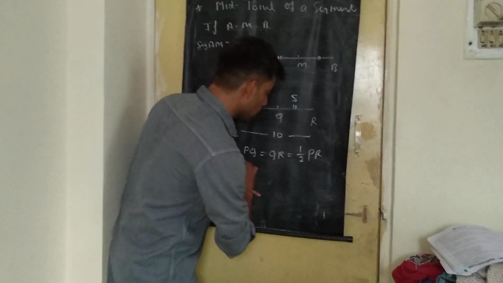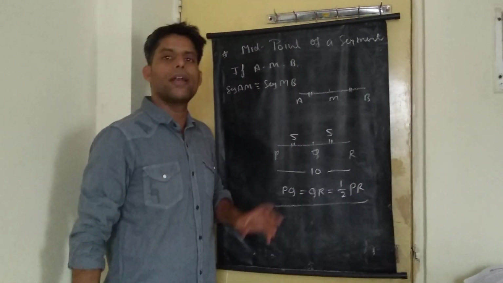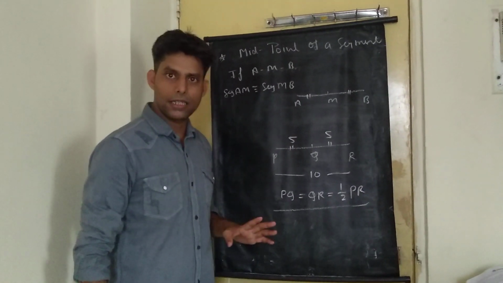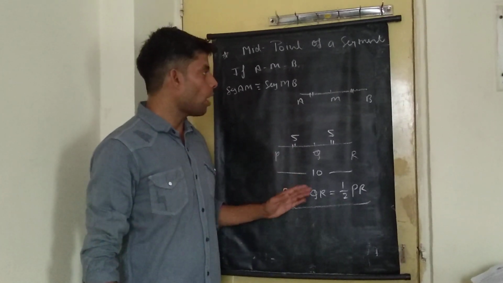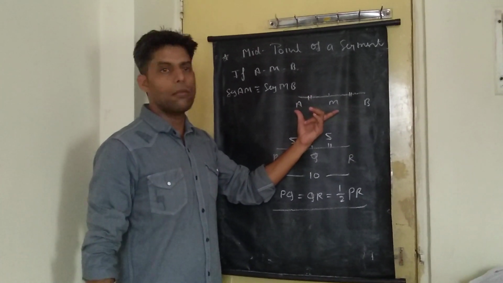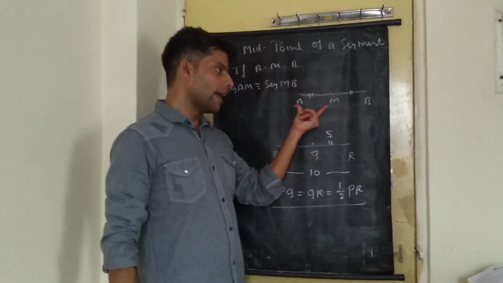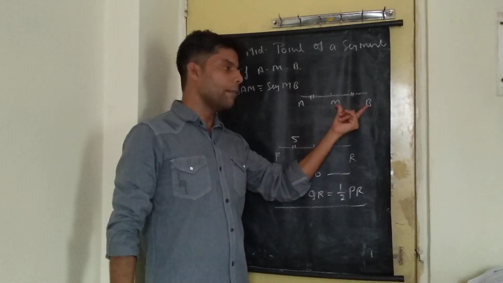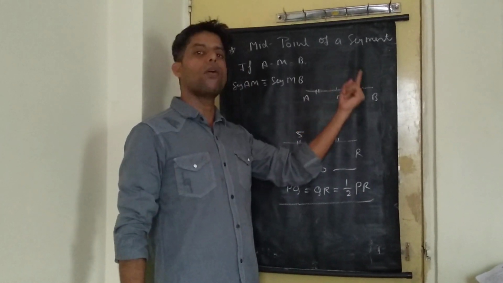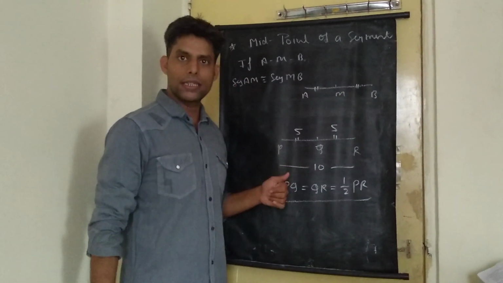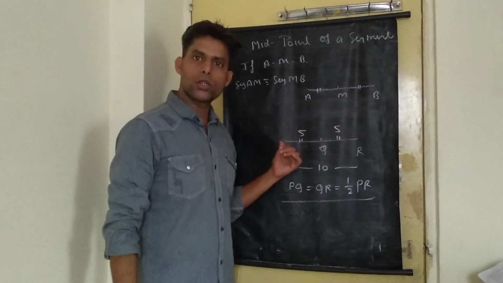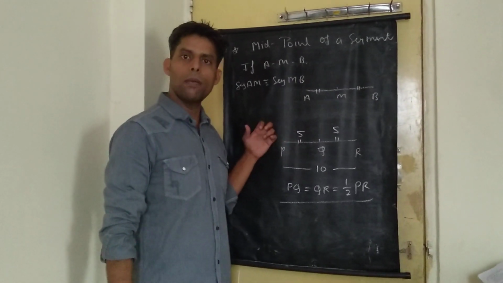So this is the result we'll obtain every time when we have the midpoint of a segment. So I want you to apply the same formula over here and tell me what result we get. So what we'll get here, AM is equal to MB is equal to half of AB. Fantastic. Now we'll do a problem based on this so that we can understand this very well.